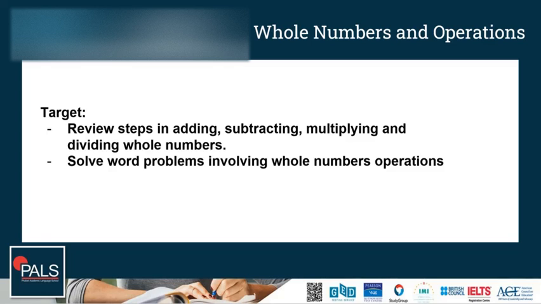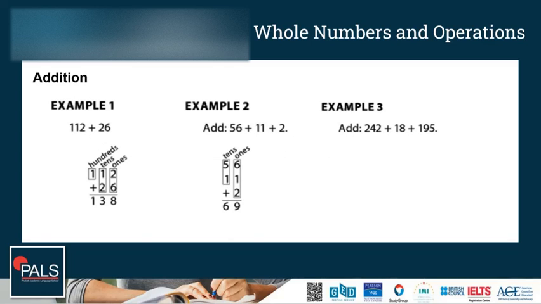Let's start with addition. To add two or more numbers, let us line up the numbers in columns by place value, as shown on the screen. This means that the ones place of the first number is lined up with the ones place of the next number. After this, add each column from right to left. Let's look at the examples on the screen.